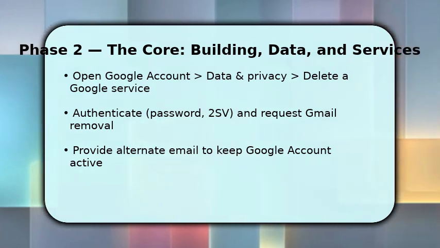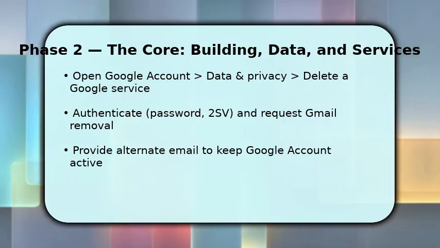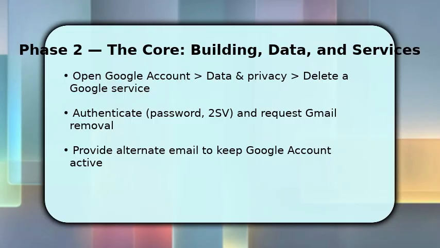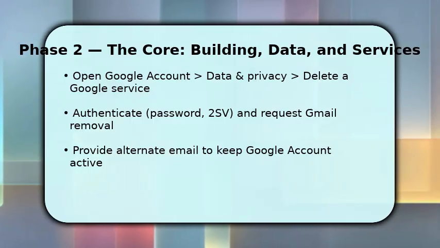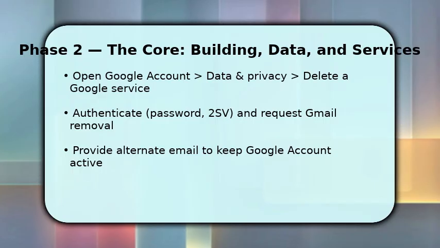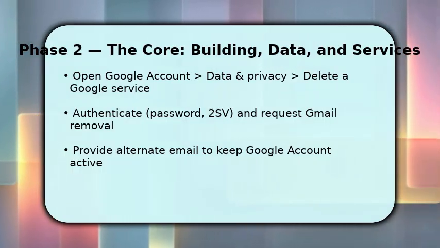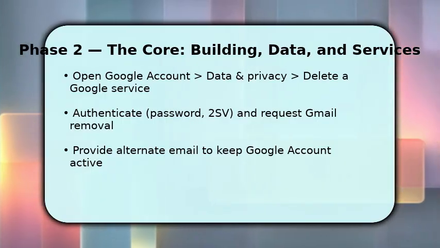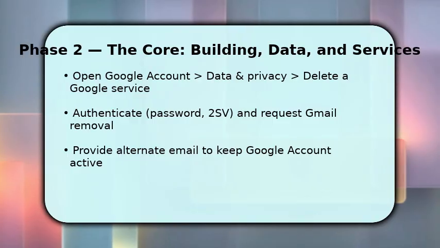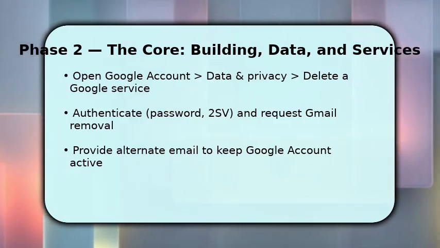In Account Settings, go to Data and Privacy, then choose Delete a Google service. Google will ask you to authenticate with password and two-step verification. Select the trash icon next to Gmail, read the consequences, linked data and email address loss, and enter an alternate contact email so you can still use other Google services.